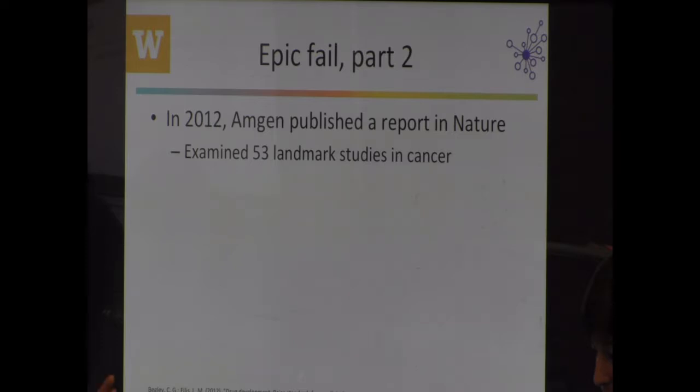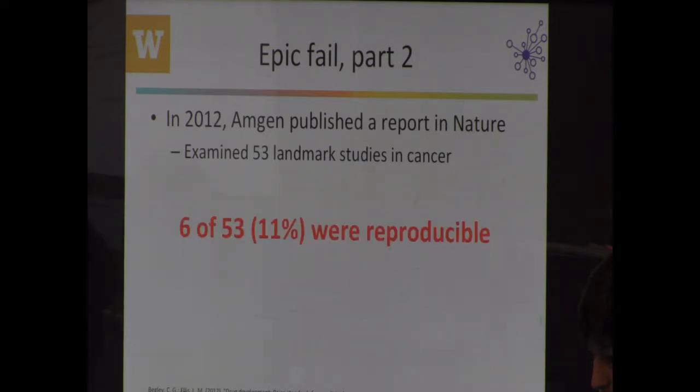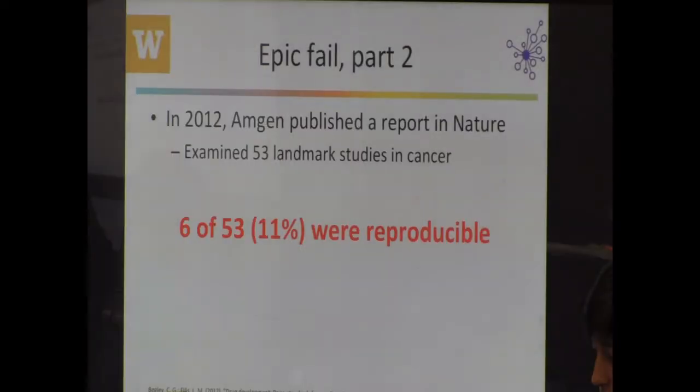2012, Amgen did something similar, looking at 53 studies in cancer. Anybody want to guess? 20. You're going the other direction. It was 11, right? So we're setting the stage here for something that, if you were looking at Nature last year, they called the reproducibility crisis in science.